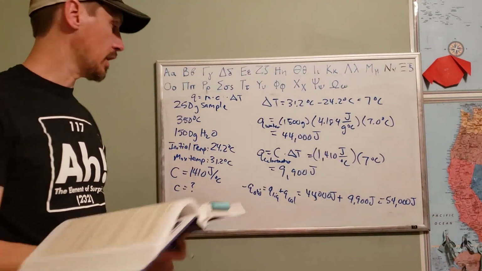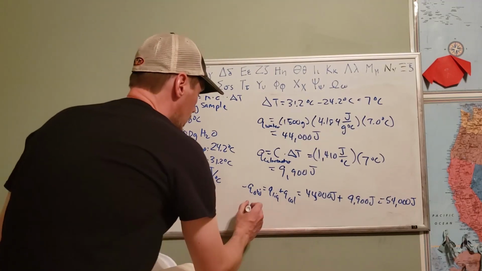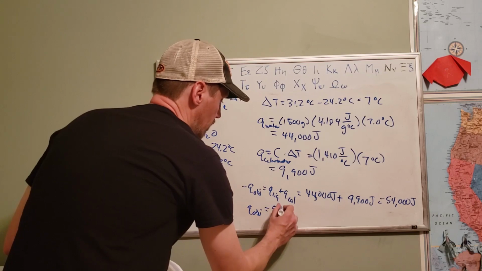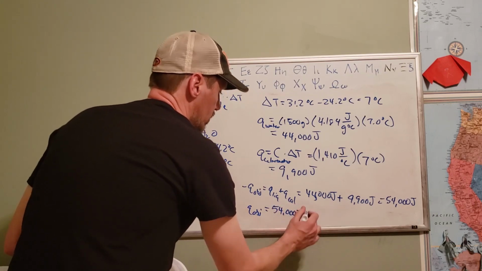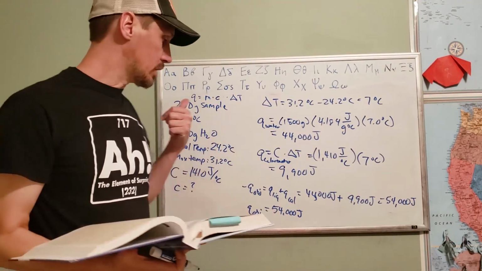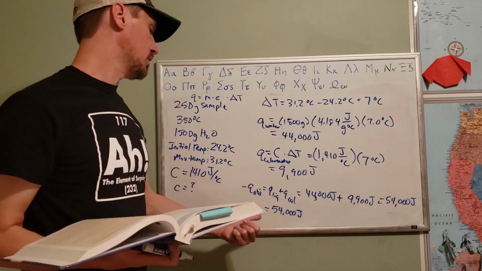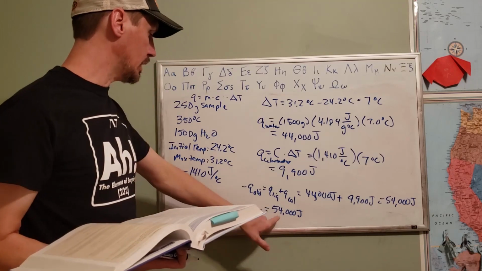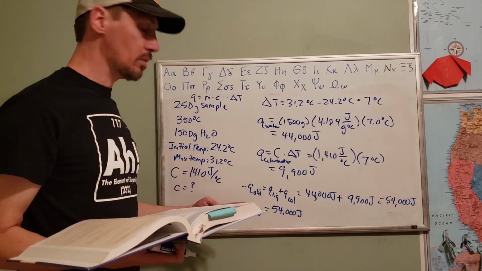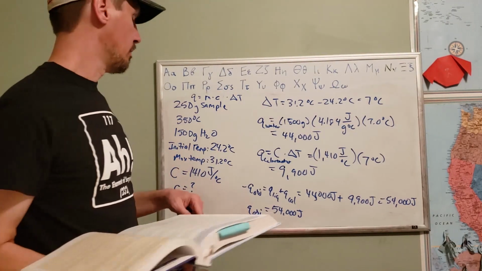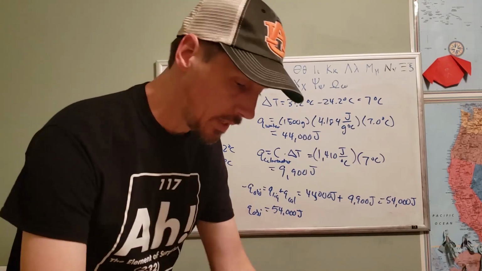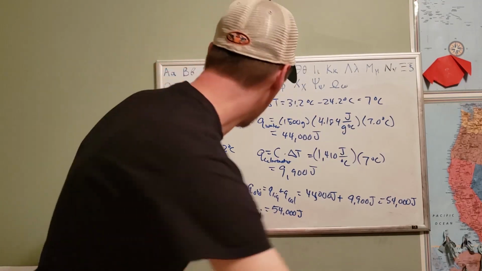It's the negative of that, right? So Q for our object is negative 54,000 joules. This is the object, the unknown substance, some unknown metal that we dropped into the calorimeter. This is the heat that was released by that object as it cooled down and heated the water in the calorimeter.